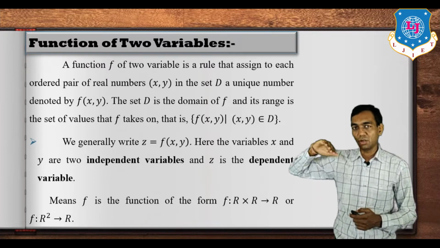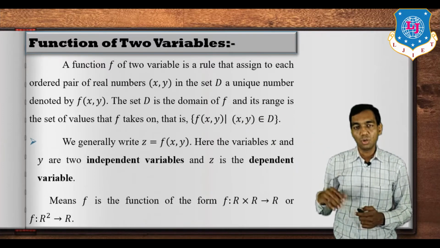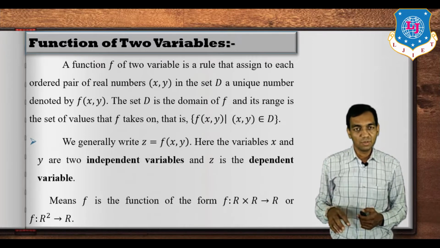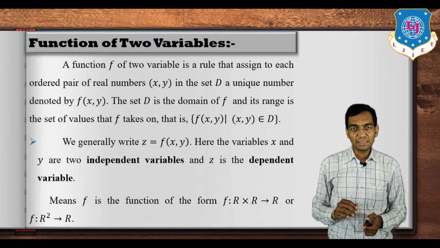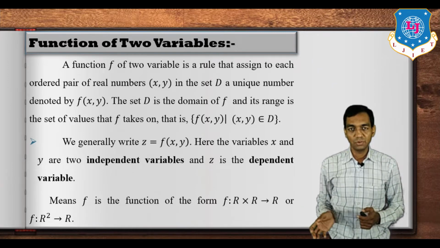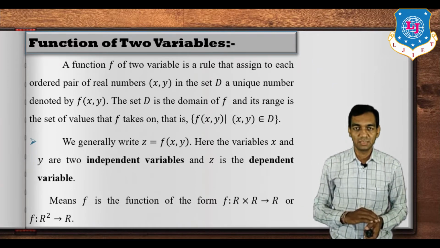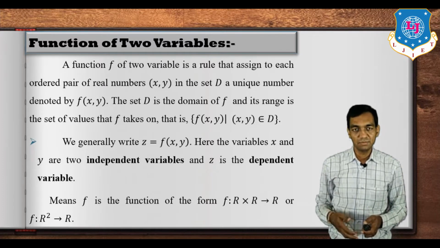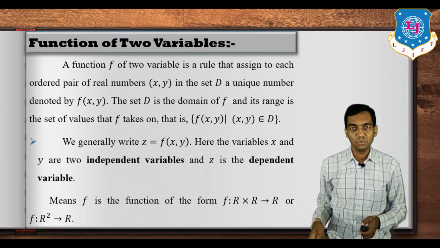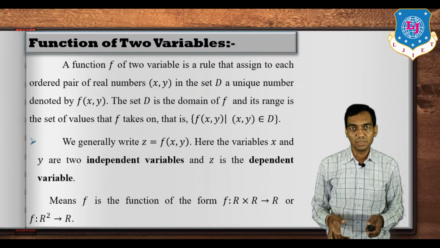And whatever curve or surface you have in three dimensions, that is your two variable function. Here x and y are two independent variables. That means x is not depending on y and y is not depending on x. But z is a dependent variable and it is depending on x and y. That means your function is from R cross R to R, or you can say that your function is from R square to R.